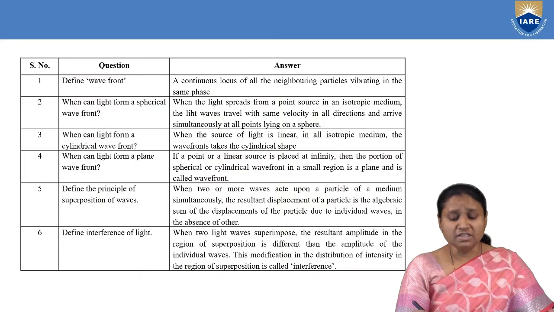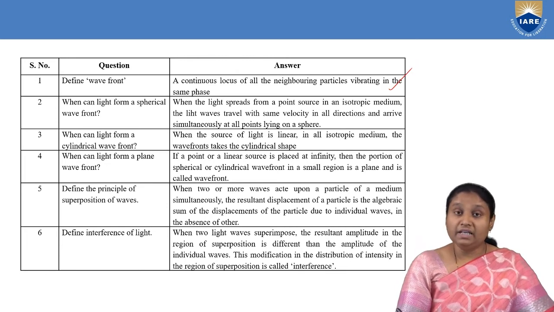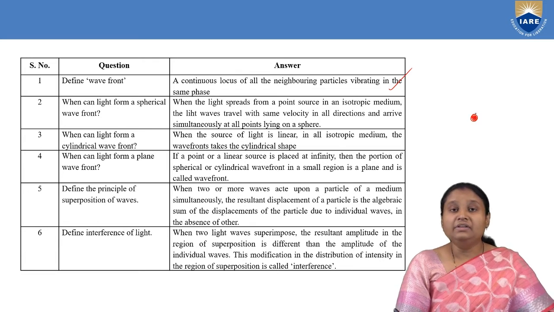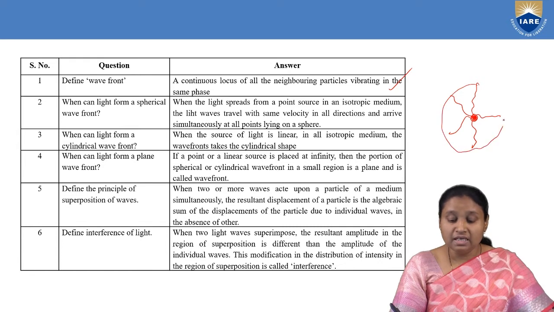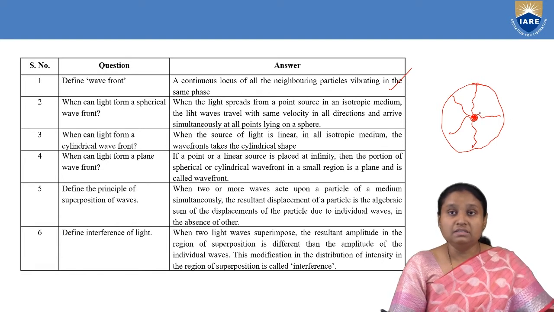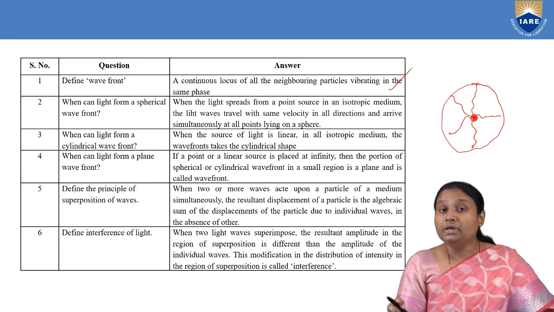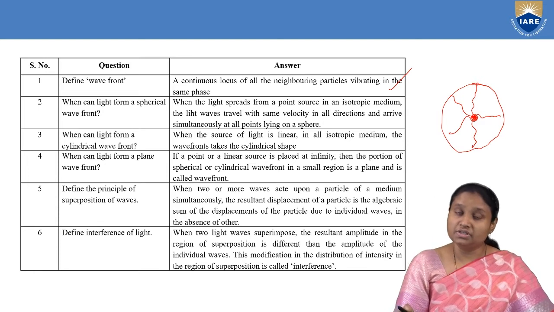Then moving to those definitions, coming to the first definition: define wavefront. So we know that suppose I take a point source, and I consider different particles, and when these particles are vibrating in the same phase, if I take the locus of all those different particles vibrating in the same phase, then this particular locus is nothing but a wavefront. And of course, all those particles should be vibrating with the same phase, as I told you, and their locus is nothing but the wavefront. And depending upon what type of source we are taking, we are going to get different shapes of wavefront.